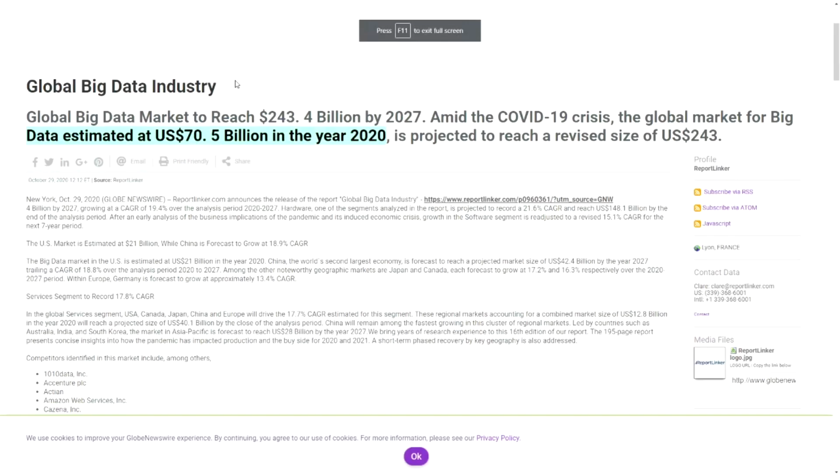Now that we know where to situate this project, we can take a look at the data market, because we are talking about the big data industry. This is what The Graph is doing. It's giving you access to valuable data. So, big data was estimated at 70 billion in the year 2020. This is the global market. We're not talking about the cryptocurrency market.